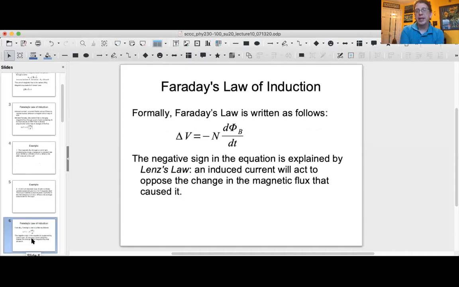Now, formally, Faraday's law is written without the absolute value signs, but with a negative sign. The delta V is equal to negative capital N times the derivative. And the negative sign is explained by what's called Lenz's law. And that an induced current will act to oppose the change in the magnetic flux that caused it. So what exactly does that mean?